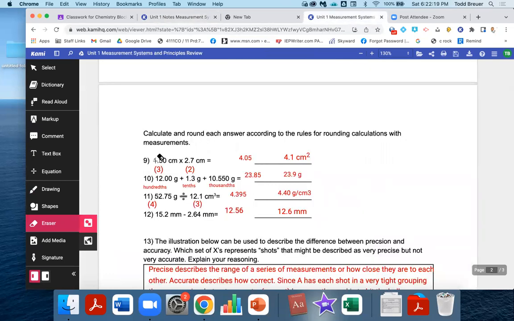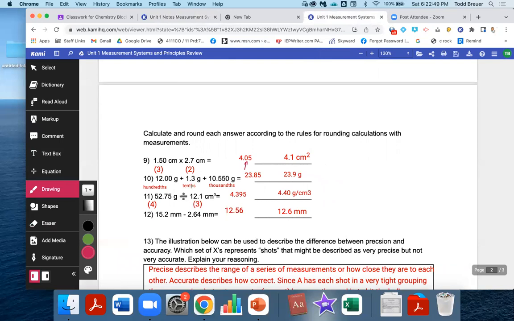So here, 1.50 is 3 significant figures. 2.7 is 2. The least number of significant figures is 2. So we did the calculator math. We multiplied, we got 4.05. And we said that 0 was the second significant figure. So that's where we're going to round. We looked past there, we saw a 5, we rounded the 0 up to 1. We report with 2 significant figures, 4.1.